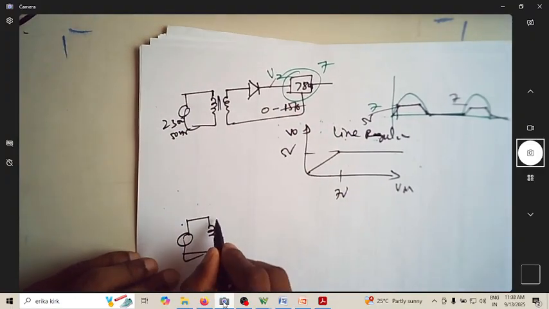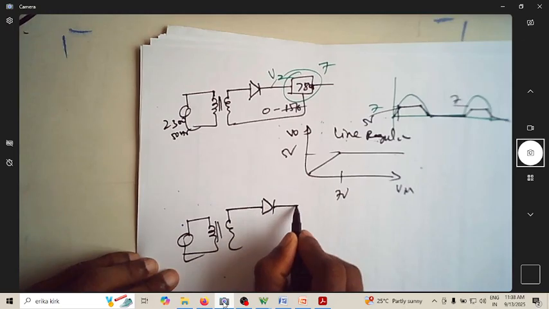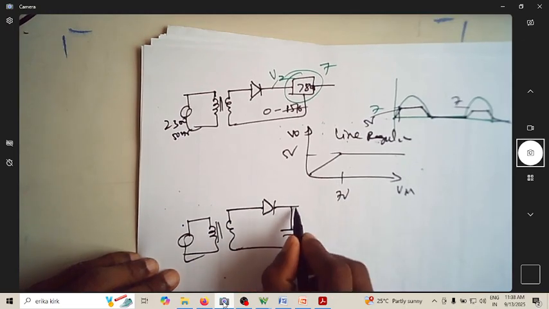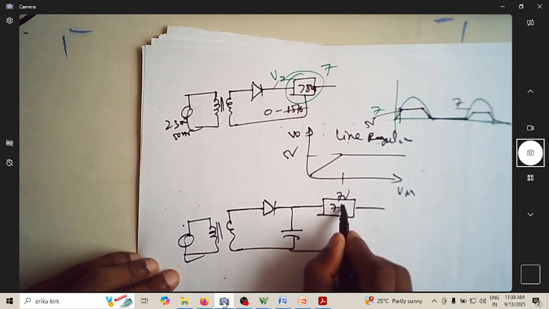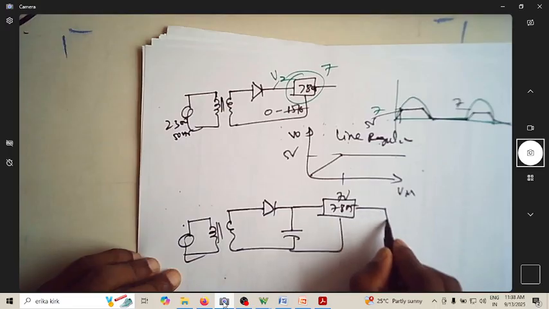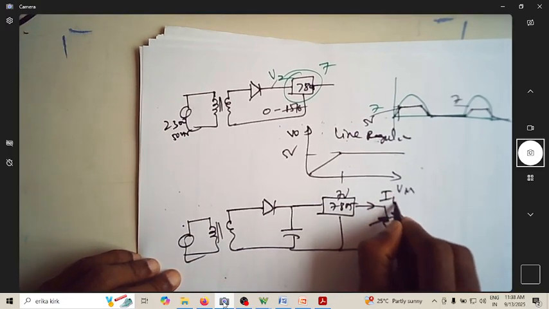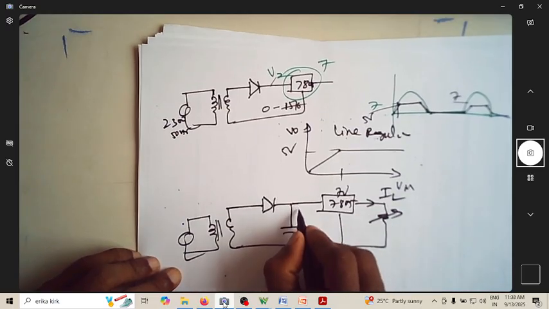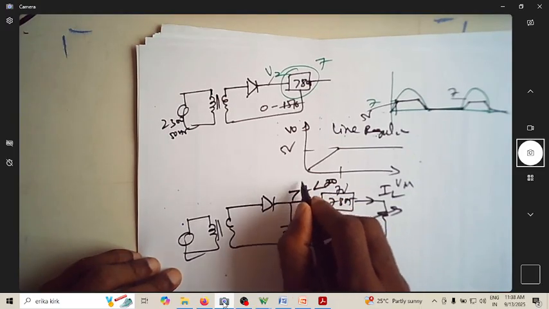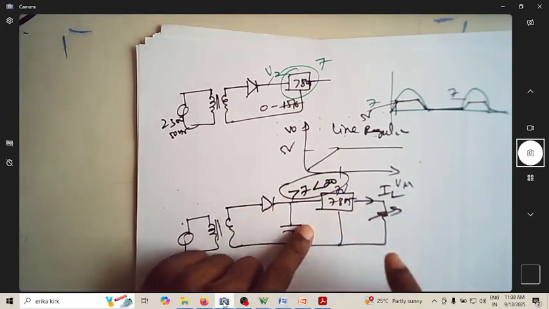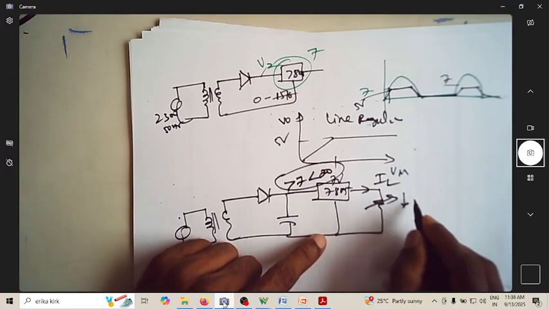So now we will apply a filtered waveform. We apply a filtered waveform after the capacitor to the regulator. So this is 7805. So now we are going to have a resistor which will decide my load current. So now this is what you have, a voltage more than 7 but less than 20. So this is the range that you have. So what you do now is you start reducing the resistance from a higher value.